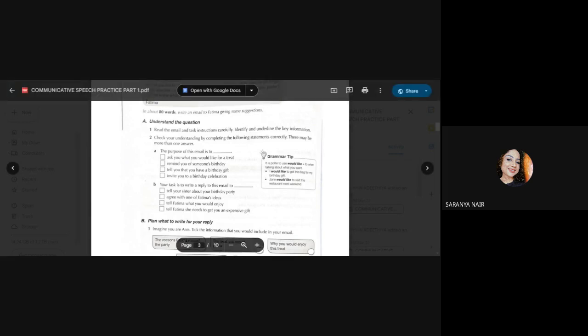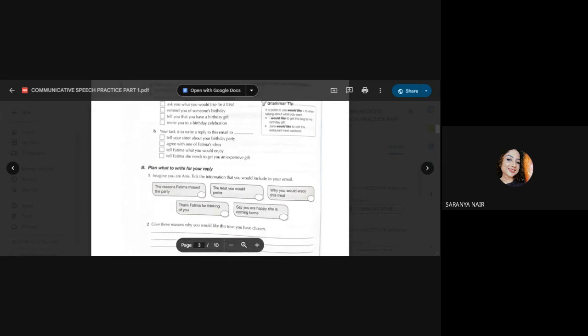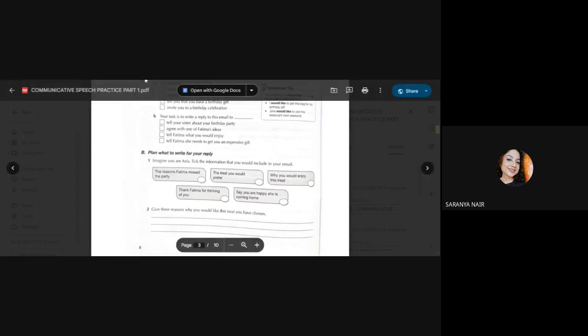Even though it's an informal email, we still cannot be rude to someone. It's very important that we use polite language. Do you understand? Okay, now plan what you want to write for your reply. Okay, now this one. Has anyone already done this part? If you have done this part, then we can discuss together.